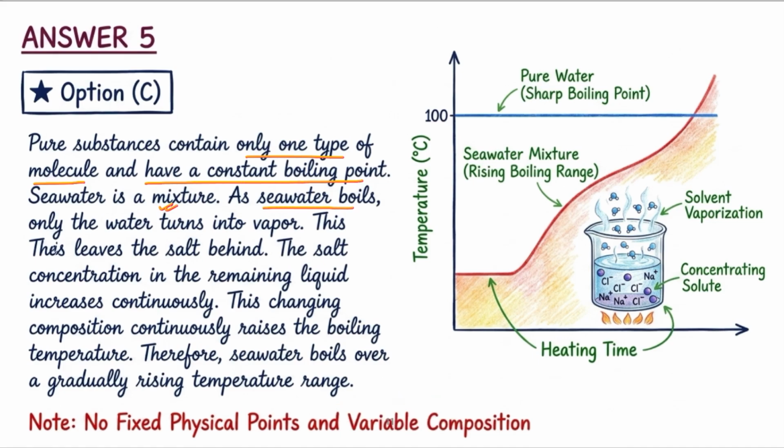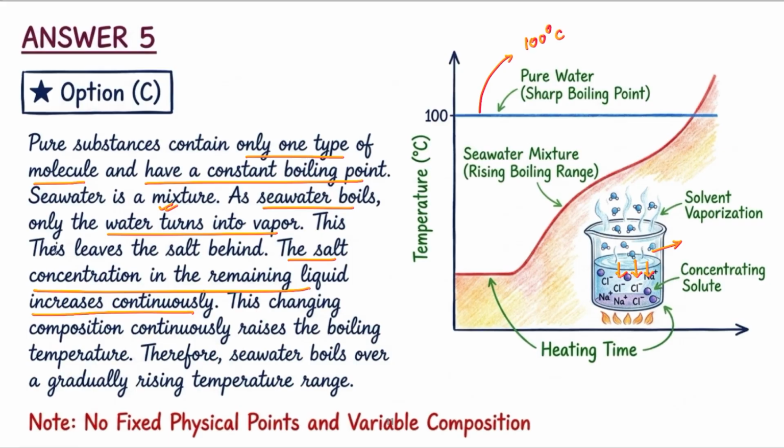But on the other side, seawater is a mixture. As seawater boils, only the water turns into vapor. Because of that, what will happen? The amount of salt in the water is going to increase. So the salt concentration in the remaining liquid will increase continuously. Because of the increase in salt concentration, the boiling point of the mixture will change, or will increase.